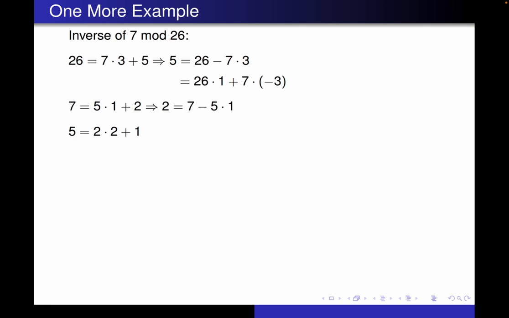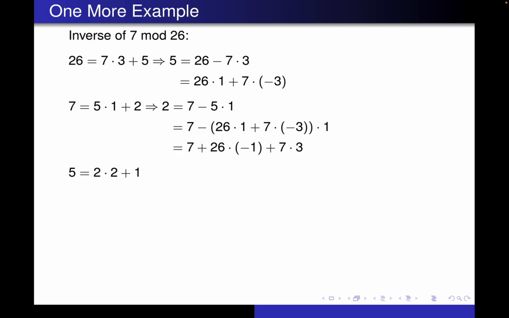For the next one, we're going to solve for that 2. We get 7 minus 5 times 1. Notice that we have an expression for 5. 5 is equal to 26 times 1 plus 7 times negative 3. That's what we got in that first equation. Now we're going to distribute that darn negative, right? So that 26 times 1 becomes 26 times negative 1. 7 times negative 3 becomes 7 times positive 3. And then the 26s are already combined. We're going to combine those 7s. We get a 7 on the left, 3 more on the right. That gives us 7 times 4.